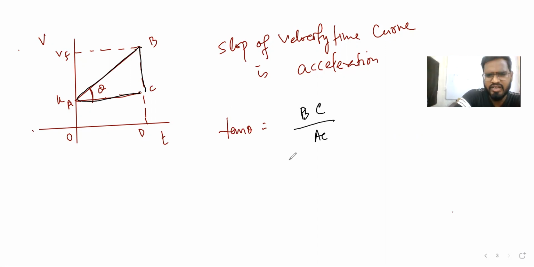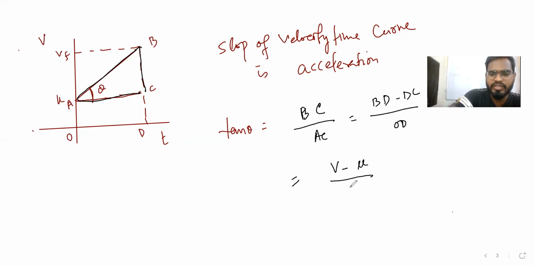Can we write BC as BD minus DC? What is the problem? By AC. AC we can write as OD. BD is what, guys? BD is this, so that is the final velocity. DC is what, guys? DC is the initial velocity, right? OD is what? Time. And tan theta will give you acceleration.